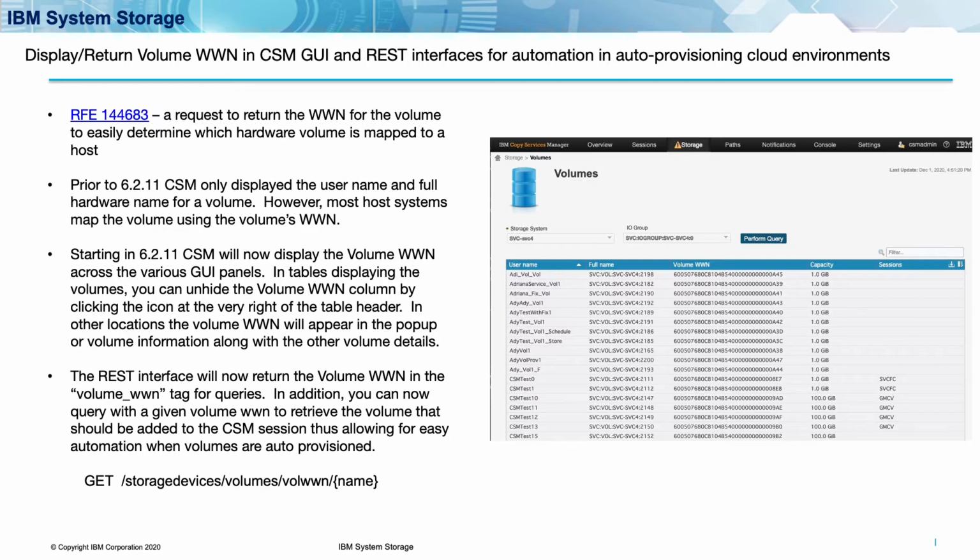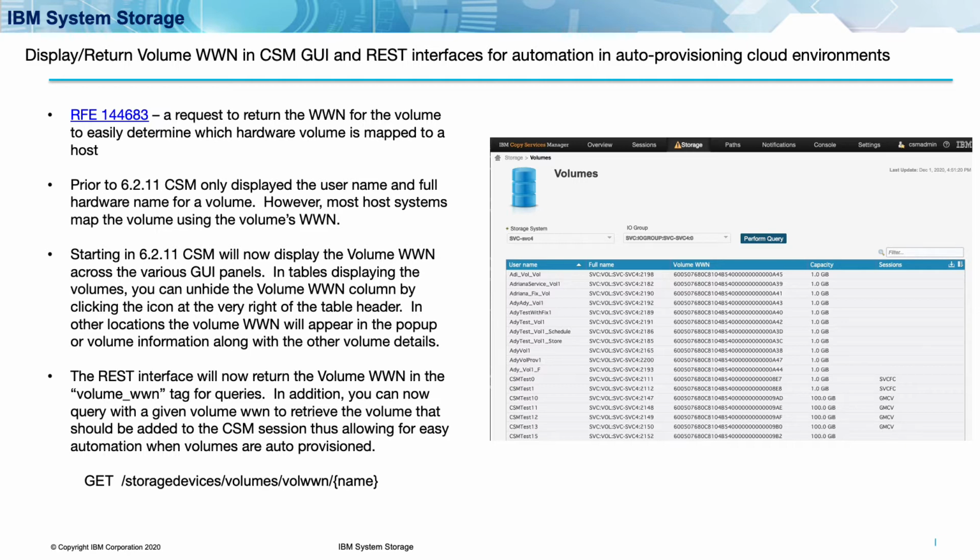And in particular, automation systems that may auto provision volumes. So as a volume is needed, it goes and creates a new volume on the storage system on the fly and then maps that volume. Well, those newly mapped volumes need to be added to replication to ensure they're disaster recovery capable. And without that volume WWN, it makes it a little bit difficult to determine which volume to actually add to the copy set or use in the given session. So we will now display and return volume WWN based off the different storage system types across the GUI.